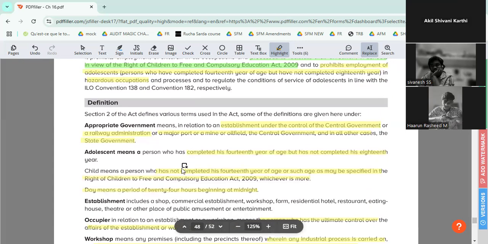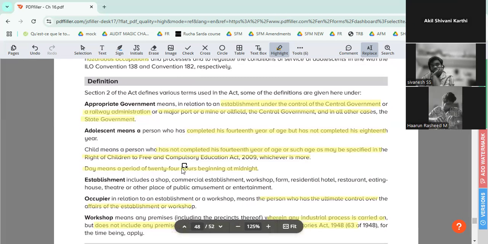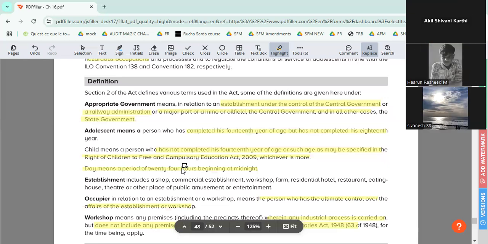Before we get into the act, it is important to know certain definitions which will help you understand the act. Number one, we have appropriate government, which means in relation to an establishment under the control of central government or a railway administration or a major port or mine or oil field, the central government, and in all other cases, the state government. So if you're talking about an organization under the control of central government or railway or port or mine or oil field, you will mean central government when you use the word appropriate government. In all other cases, you will refer to the state government.